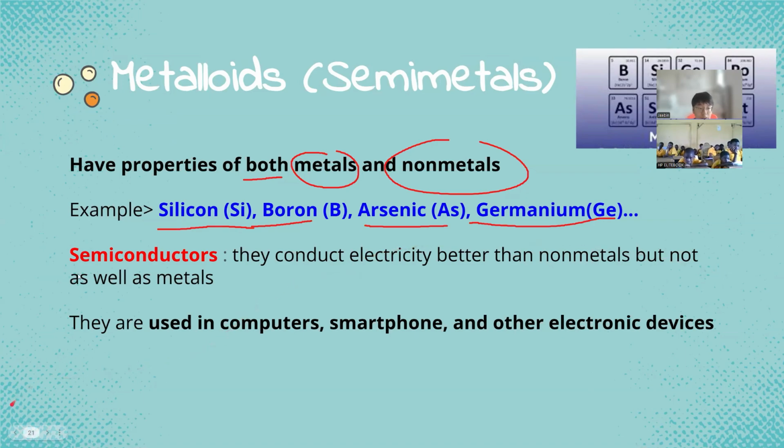And they're semiconductors, which means that they conduct electricity better than nonmetals, but not as well as metals. So it's kind of in between. And most metalloids are used in computers, like you're using right now. Your computers most likely use silicon for their microchips, and also in smartphones and other electronic devices, since they can control these electrical impulses very well.